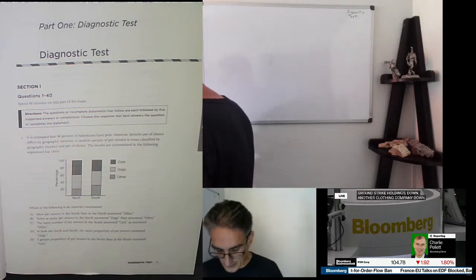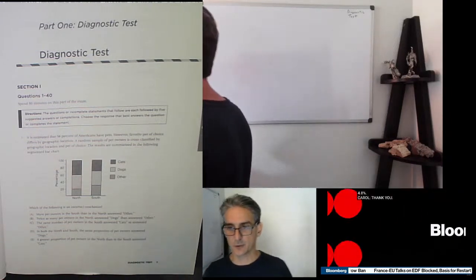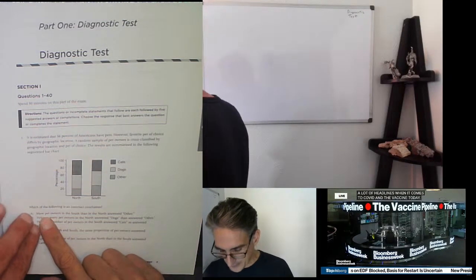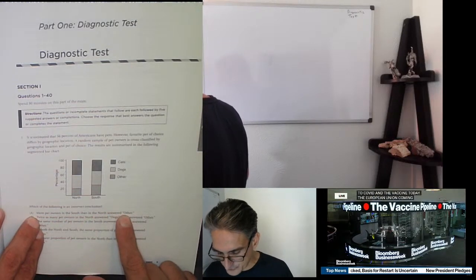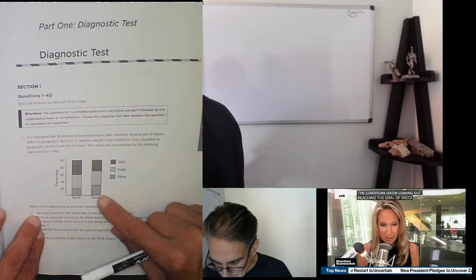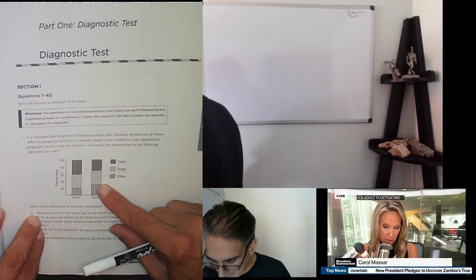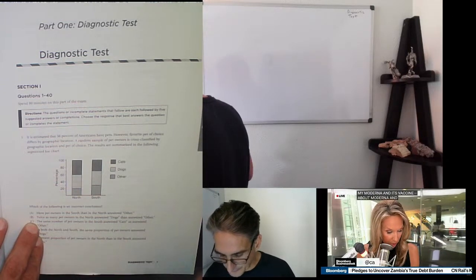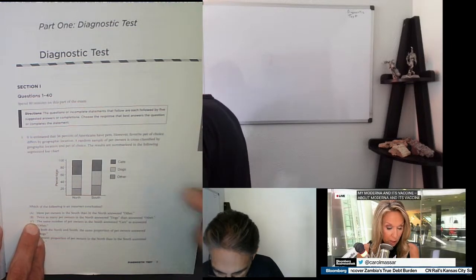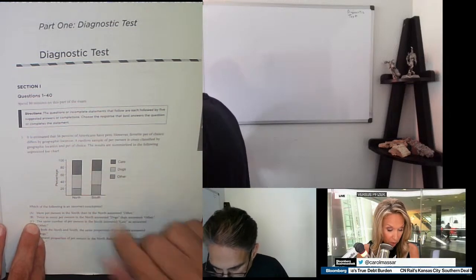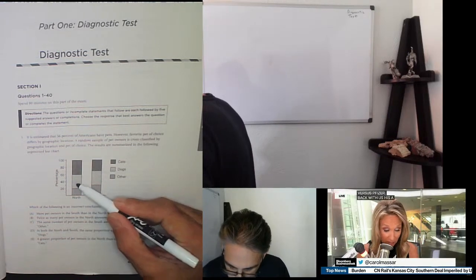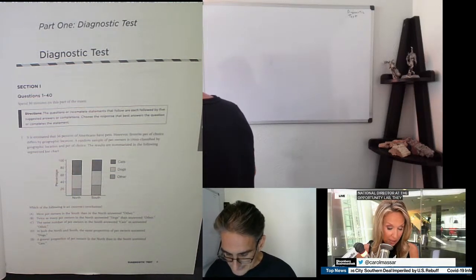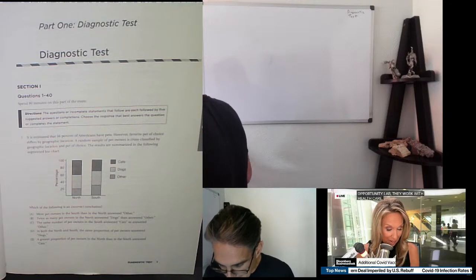So here we go. Which of the following is an incorrect conclusion? Already starting with that negative. Okay. Which is incorrect? More pet owners in the South than the North answered other. Well, that looks true. Twice as many pet owners in the North answered dogs than answered other. Okay. So that is basically asking, is this space right here double this space right here? And I'm not so sure about that. Maybe. It's hard to eyeball it. We need to see numbers.